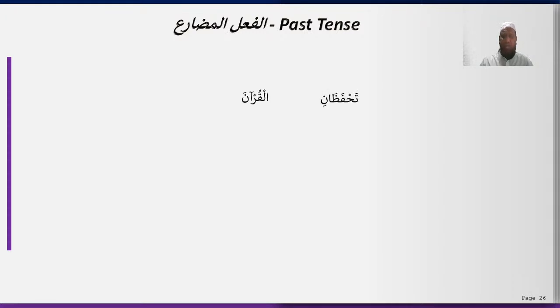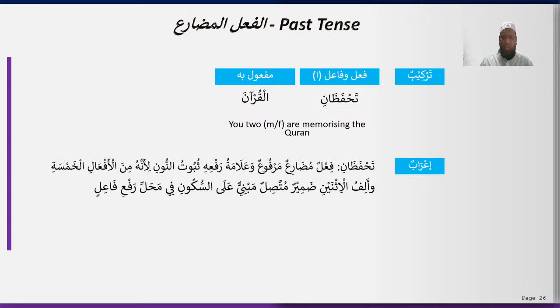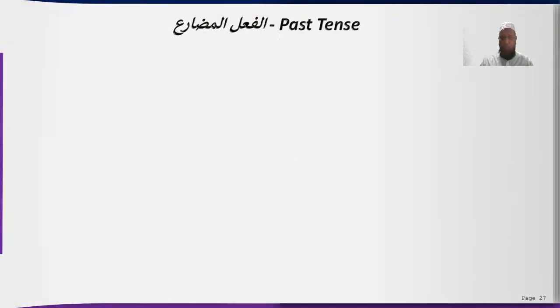Next, تحفظان القرآن. Let's go through very quickly. تحفظان فعل مضارع مرفوع وعلامة رفعه ثبوت النون لأنه من الأفعال الخمسة. وألف الاثنين ضمير متصل مبني على السكون في محل رفع فاعل. القرآن مفعول به منصوب وعلامة نصب الفتحة الظاهرة على آخره.